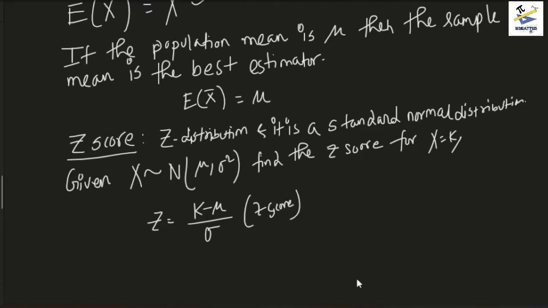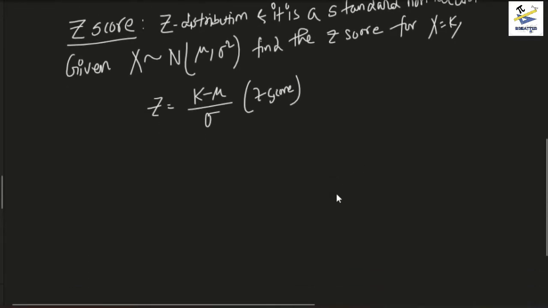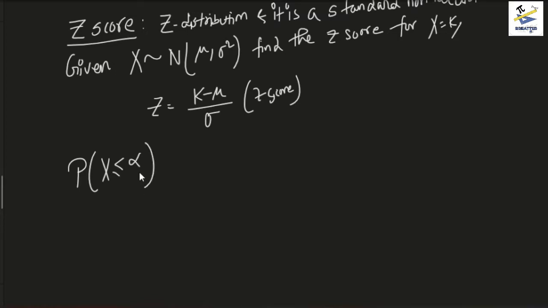So what it means is that the z score basically follows the normal distribution. Now, how do we find probabilities of certain things? Suppose we have to find the probability of x less than or equal to alpha. If this is the case, then we subtract the mean on both sides first, then we divide by the standard deviation.